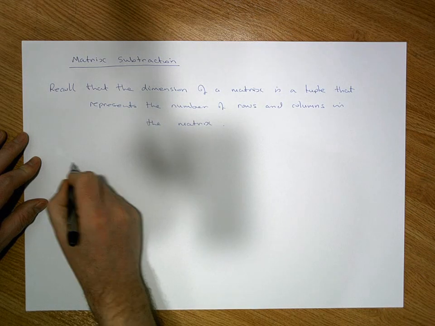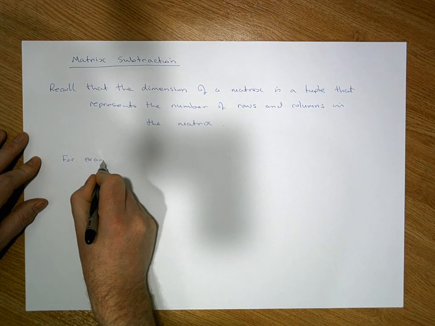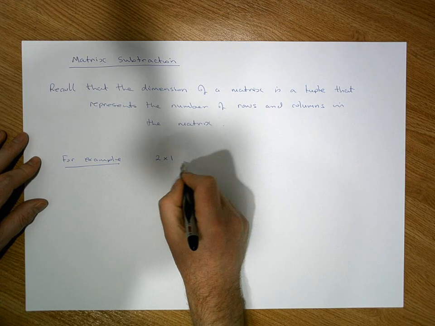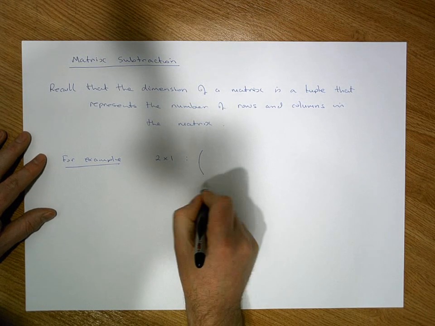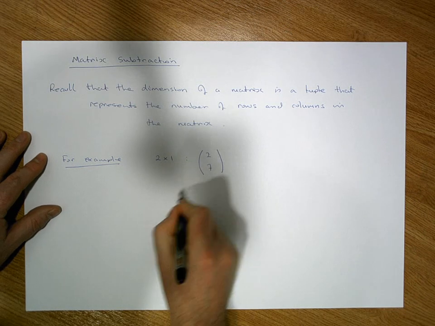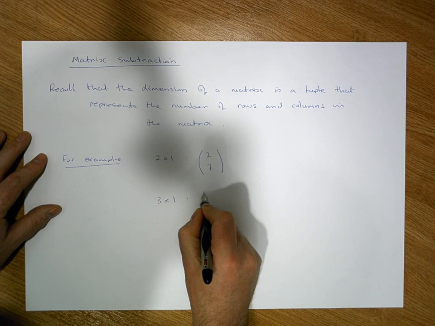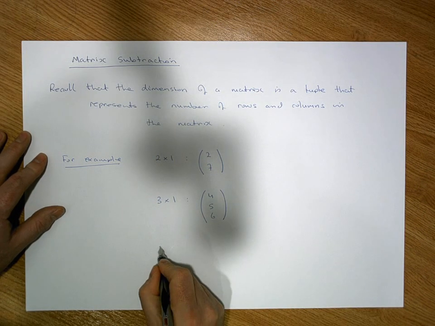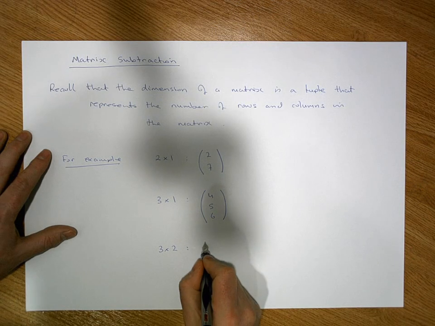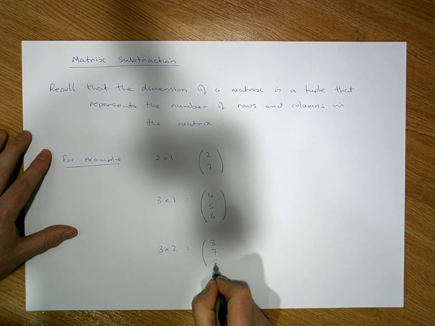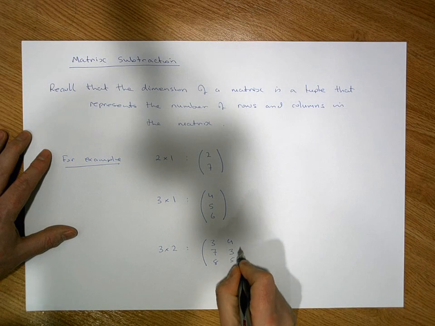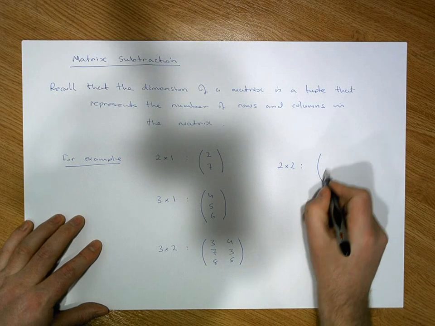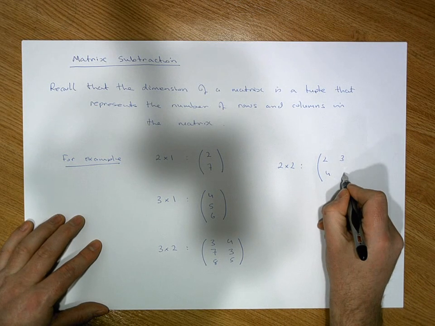So for example, a 2 by 1 matrix might look something like this. It has 2 rows and 1 column, so 2 and 7. A 3 by 1 matrix might look like this. It has 3 rows and 1 column, 4, 5, 6. A 3 by 2 matrix has 3 rows and 2 columns, so 3, 7, 8, 4, 3, 5. A 2 by 2 matrix would look like this. It has 2 rows and 2 columns, 2, 3, 4, 5.